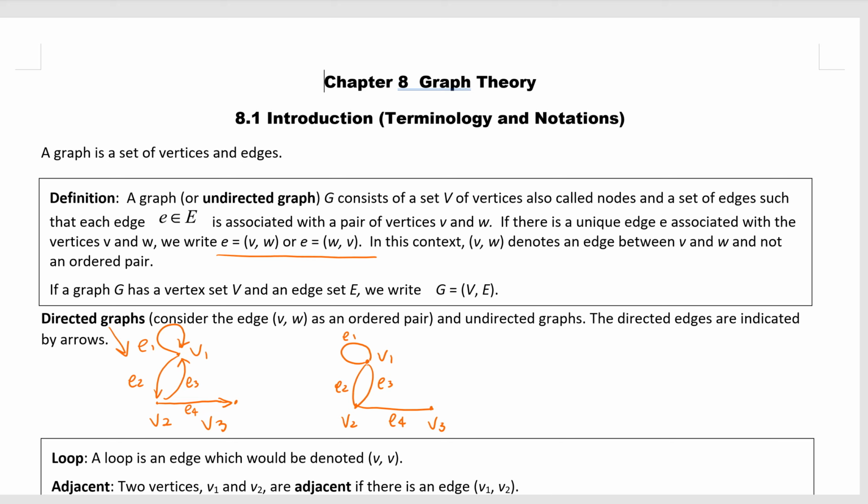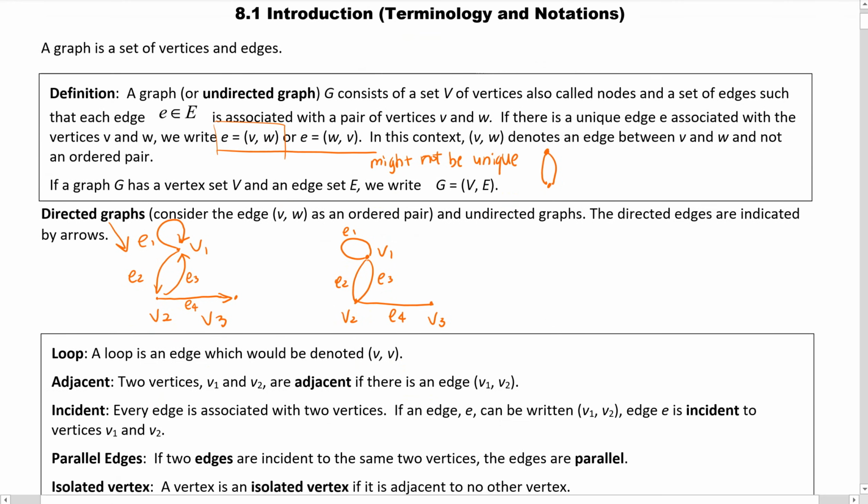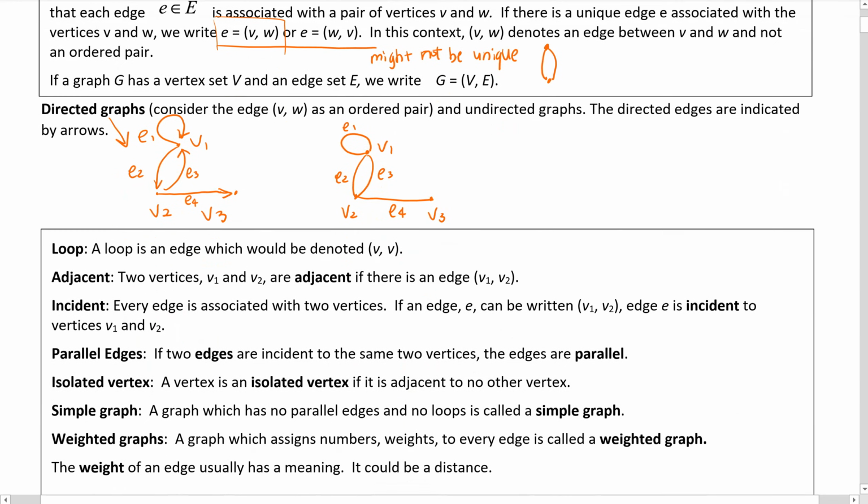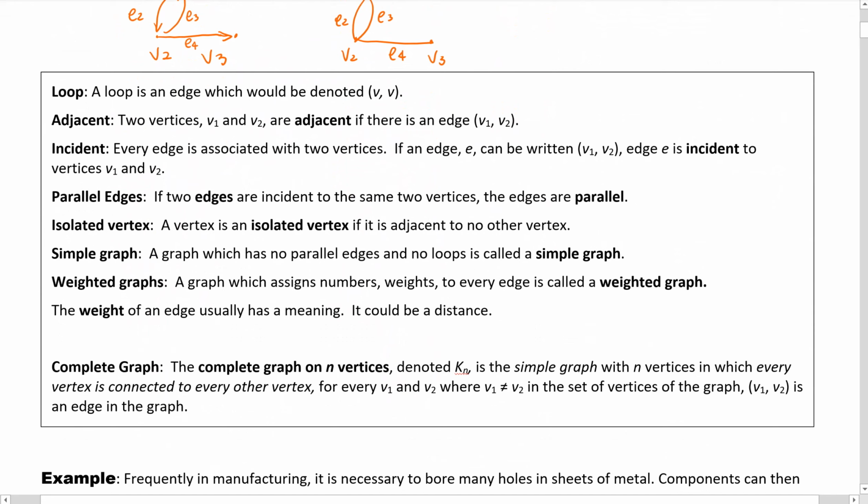So if the edge is unique, then you can write E equals (V, W). But this edge might not be unique because we can have this picture. All right. Let's look at more definitions. This chapter will be very fun. We can draw a lot of pictures, graphs.